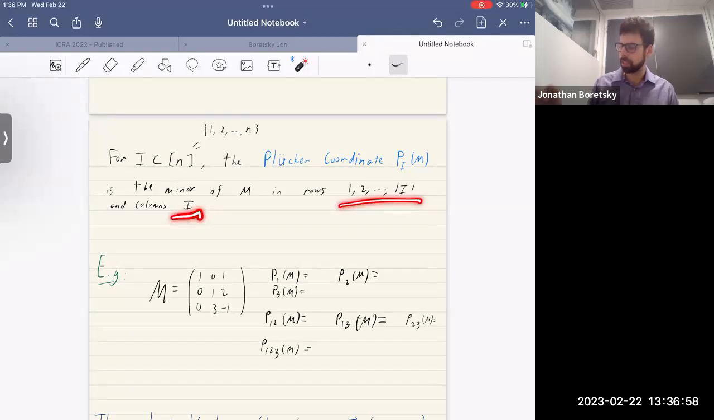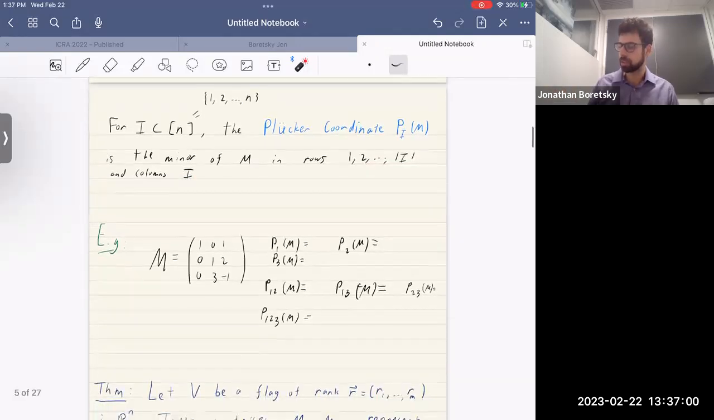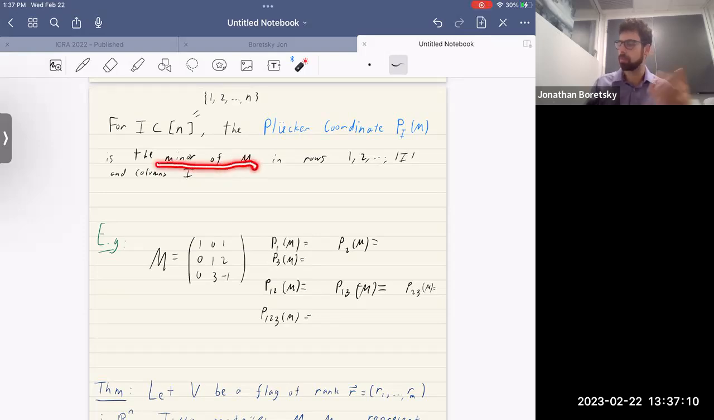So this is perhaps easiest to see through an example. Here is a matrix M, and we're going to compute its Plücker coordinates. When the index is of size 1, P1, P2, P3, we want to look at the minor of our matrix, so the determinant in some rows and columns. And what are those rows and columns? Rows 1 through the size of I, so that's just row 1, and columns indexed by I. So P1 of M, we're looking at the first row and the column indexed by 1, which is just the first column, so that's going to be 1. P2 of M, we're looking at the second entry on the first row, 0. P3 of M, we're looking at the third entry on the first row, which is 1.